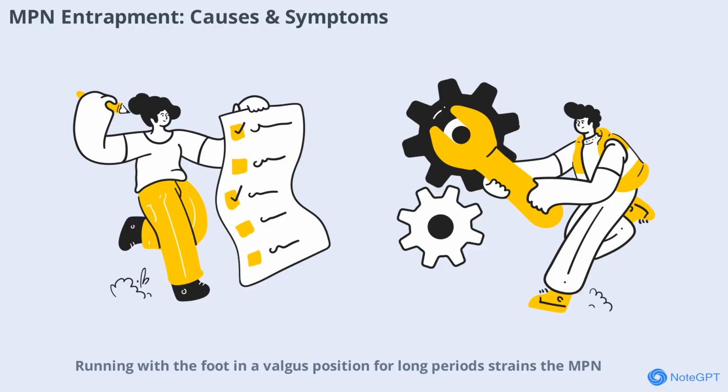Running with the foot in a valgus position for long periods strains the MPN, risking entrapment behind the navicular tuberosity. Repetitive foot aversion may stretch the nerve, leading to inflammation and compression. Symptoms include burning pain, tingling, and aching in the inner arch, often worsening with activity. Tenderness behind the navicular tuberosity and reduced sensation in the sole near the great toe are common findings.